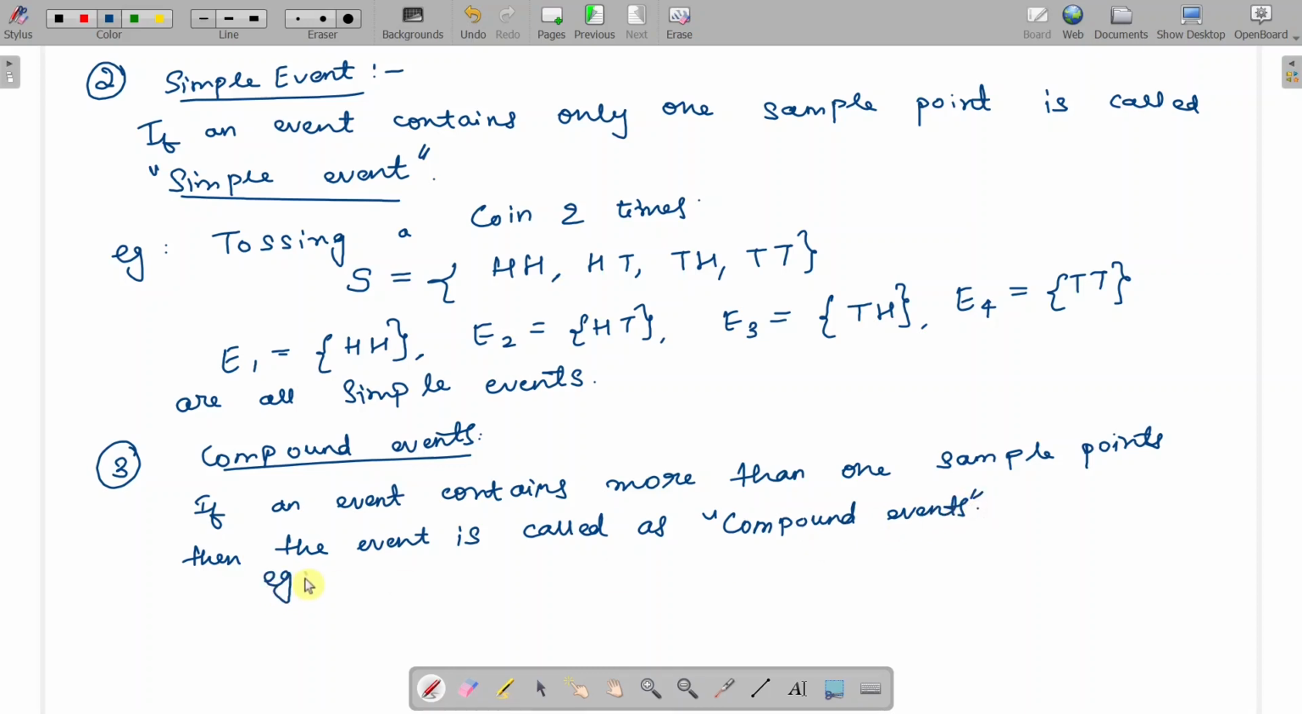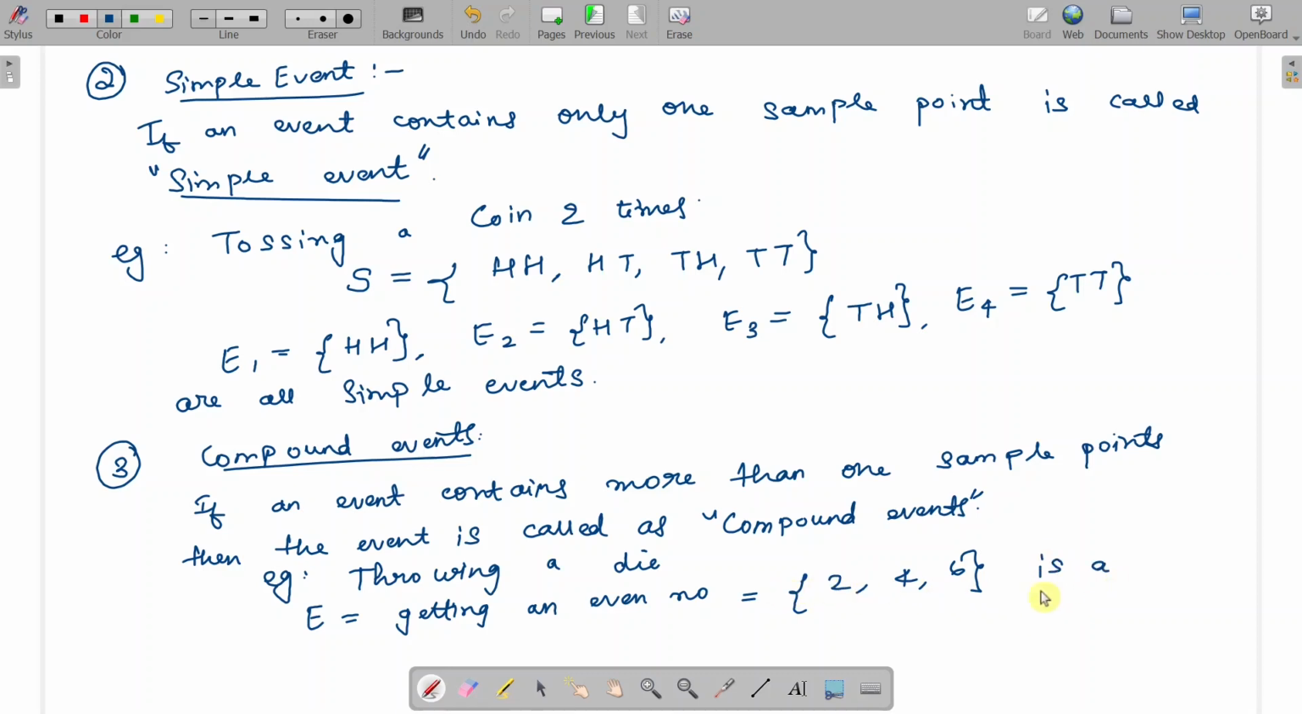So, for example, if we take the experiment of throwing a die, E equal to getting an even number. So that will be equal to what? 2, 4, and 6, right? So you can see that there is more than one sample point. So this E is a compound event. Okay, so these are the three types of events.